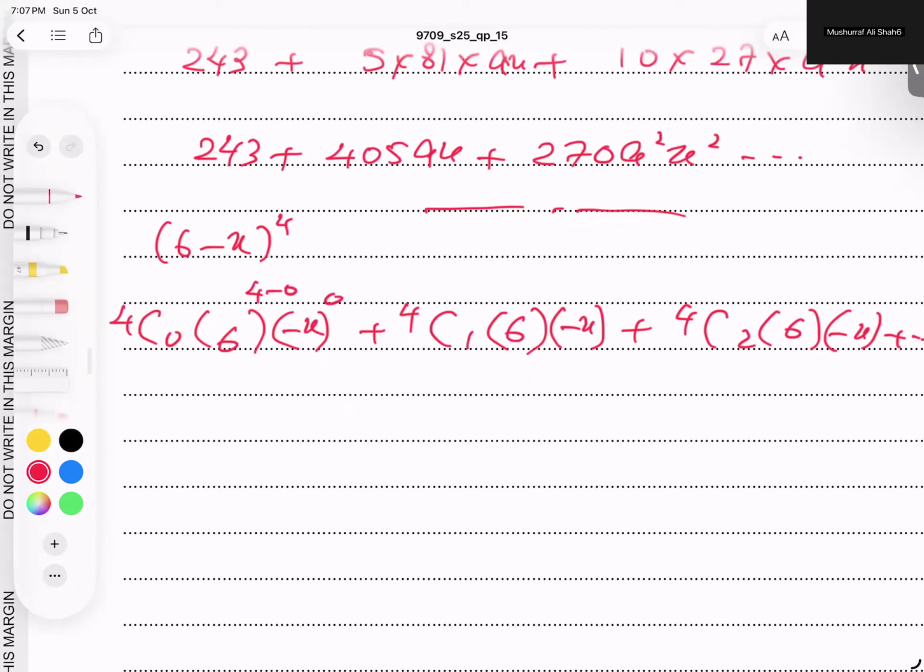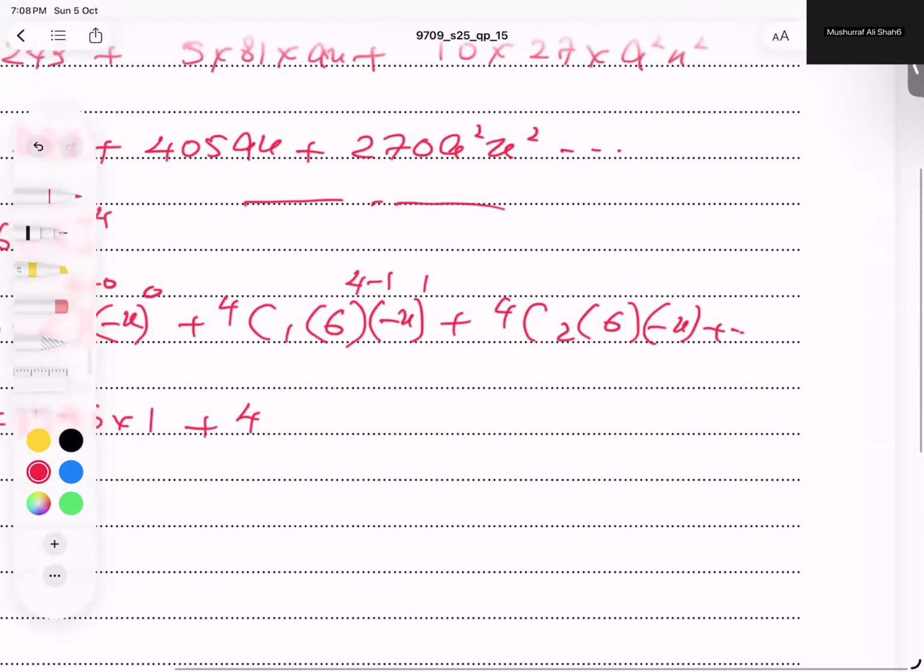So 4 to 0 is 1, 6 to power 4. So 6 to power 4 is basically 1296. And something to power 0 is 1. 4C1 is 4. And sorry if I missed one thing. 4 minus 1 is coming on the top. 4 minus 1, and 1 comes on top.